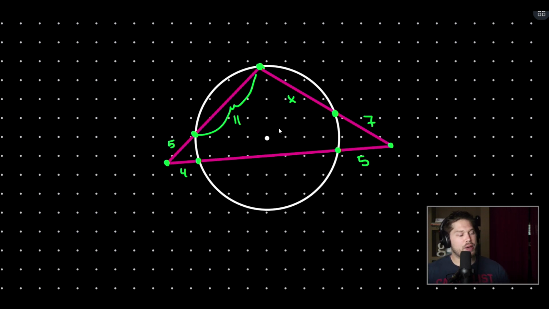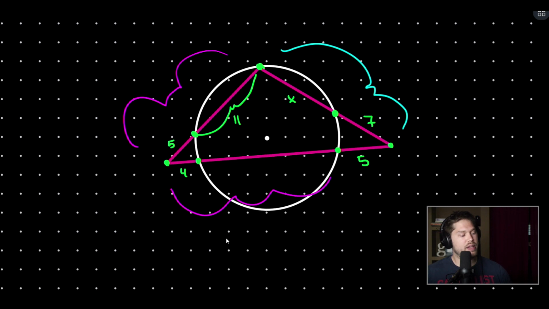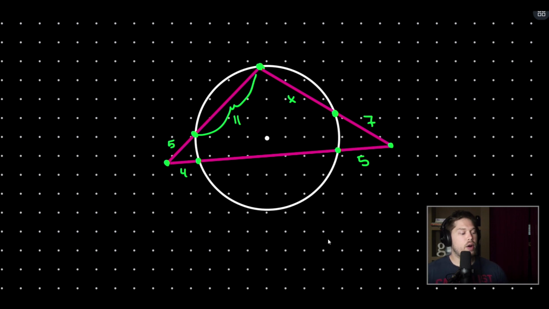Okay, so in this problem, we have two secant-secant relationships. We have the left-hand side, and that's this relationship, and we have the right-hand side, that is this relationship. And they're both secant-secant. So let me erase these lines, clear it up a little bit. And notice that this portion is shared in both the left and right hand side, and it is unknown. So let's call this unknown side y.